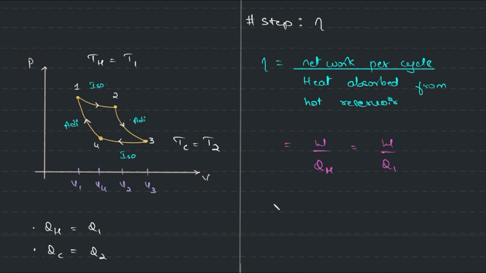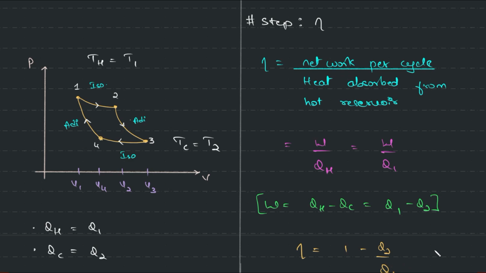Okay. Now we know that W is QH minus QC, which is nothing but Q1 minus Q2. So if you substitute this, what do we end with? Efficiency is equal to 1 minus Q2 by Q1. Okay, so this can be the final answer.